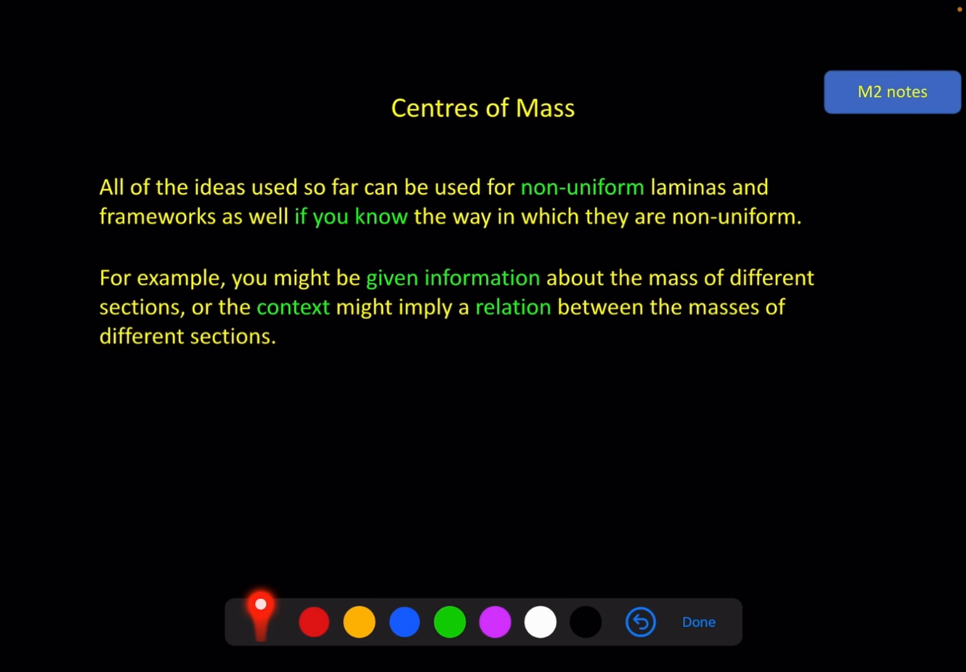It might simply tell you, this part is this mass, this part over here is this mass. If you know that information, you can treat it as particles on a plane. Or the context might imply a relation between the masses of different sections. Some of the examples we'll look at will be paper or card folded over, so you know that it's a uniform laminar initially, but one part where it's folded will effectively be double the mass in that section because there's 2 layers of paper. So although you might have some non-uniform laminars, they will be non-uniform in a very specific way. So we're going to dive straight into the examples, one like this and one like this, and then we'll finish with a final exam question.